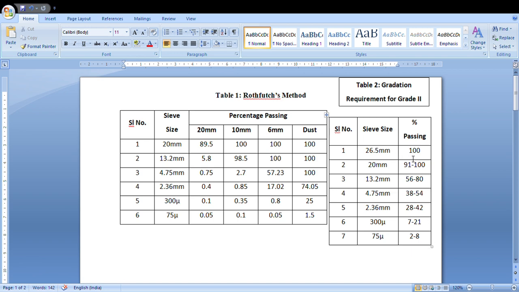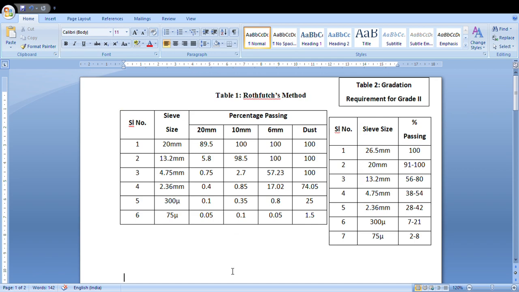You can see this required gradation for DBM grade 2 is for 26.5 mm it needs to be 100% passing, for 20 mm it needs to be in between 91 to 100, 13.2 it needs to be in between 56 to 80, and the same way for different sieve sizes. Here I have taken four different groups of aggregates: 20 mm, 10 mm, 6 mm and dust. These are different sieve sizes. As for 26.5 it is 100% passing, I have neglected that in the sieve sizes. Here these are the different percentage passing values. This is obtained after sieve analysis of these different groups of aggregates individually.